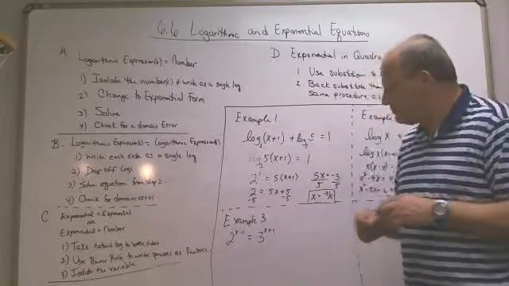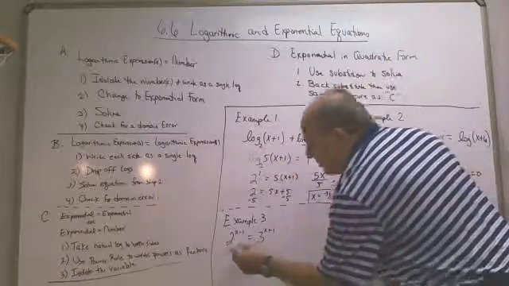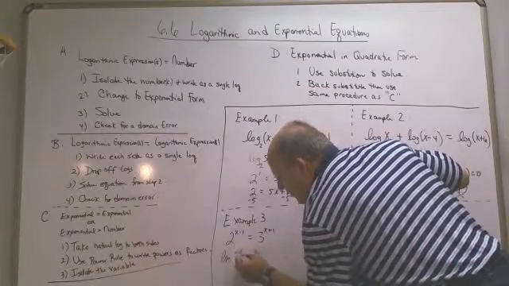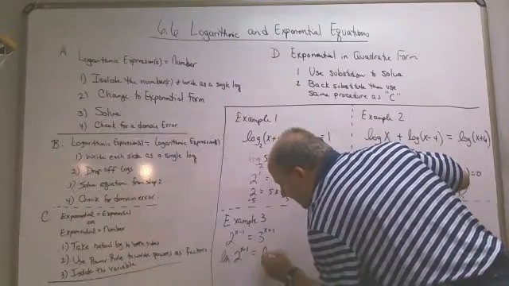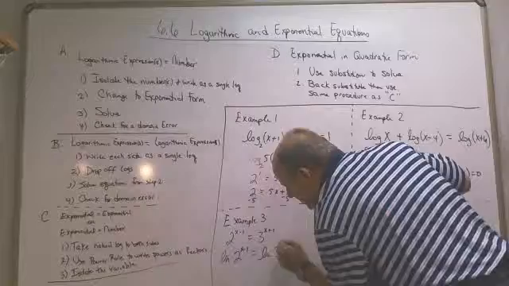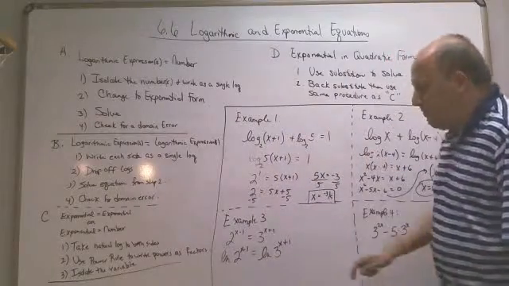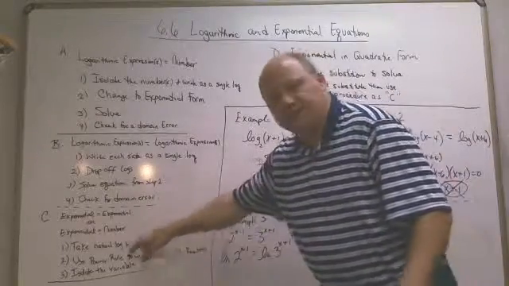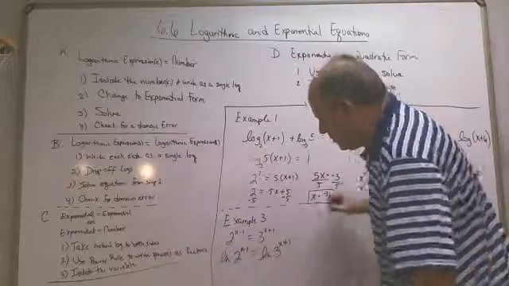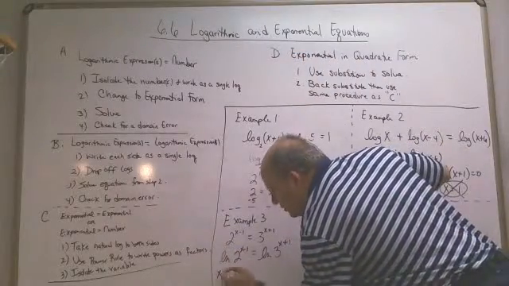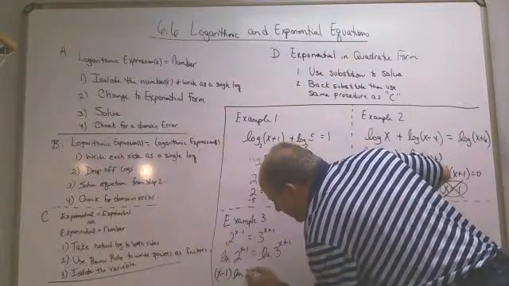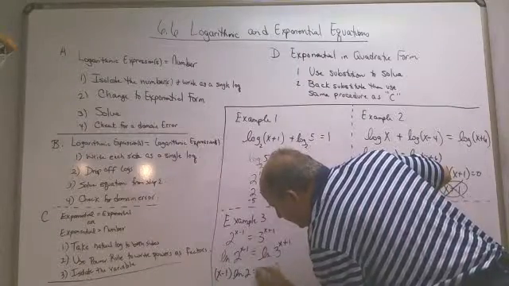Now I'm going to take the natural log of both sides. So ln of 2 to the x minus 1 equals ln of 3 to the x plus 1. Then using the power rule, I'm going to write powers as factors. So this becomes x minus 1 times the natural log of 2 equals x plus 1 times the natural log of 3.